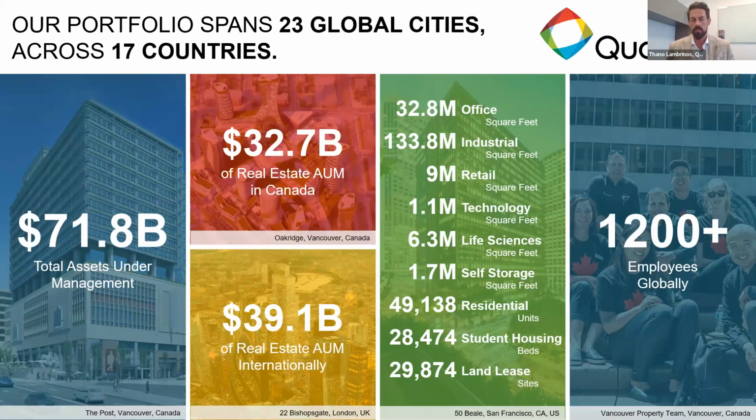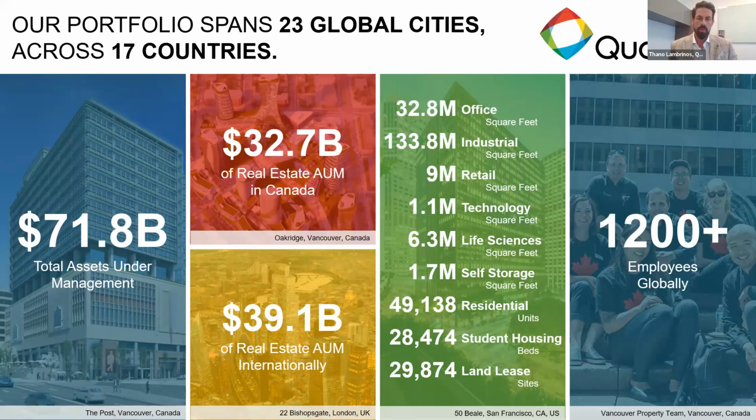So I put this slide up to give you a sense of who QuadReal is and what we look like as a firm. As you can see, a significant number of assets under management, almost $72 billion, spread out over quite the range of asset classes, both here where I am in Canada and internationally in the US, the UK and Australia and other areas in the world, and 1,200 employees. So you can imagine that deploying a digital strategy at a firm of this scale isn't easy.